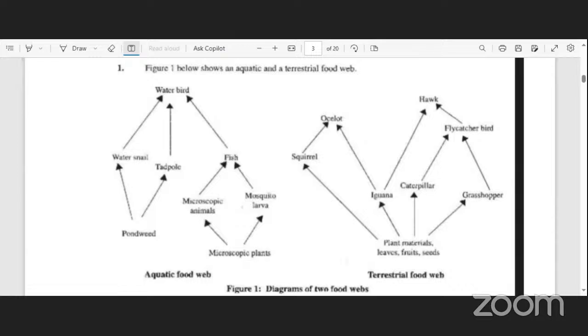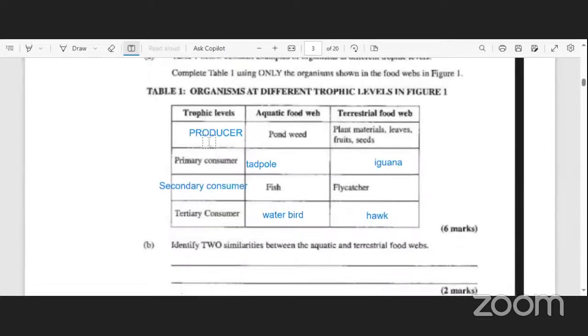All right. So what can we say about the food webs? What we definitely can see is that they both have the same levels of consumers, because if we go back to the table: producers, primary consumers, secondary consumers, and tertiary consumers. So to wrap it all up, they both have the same level of consumers.